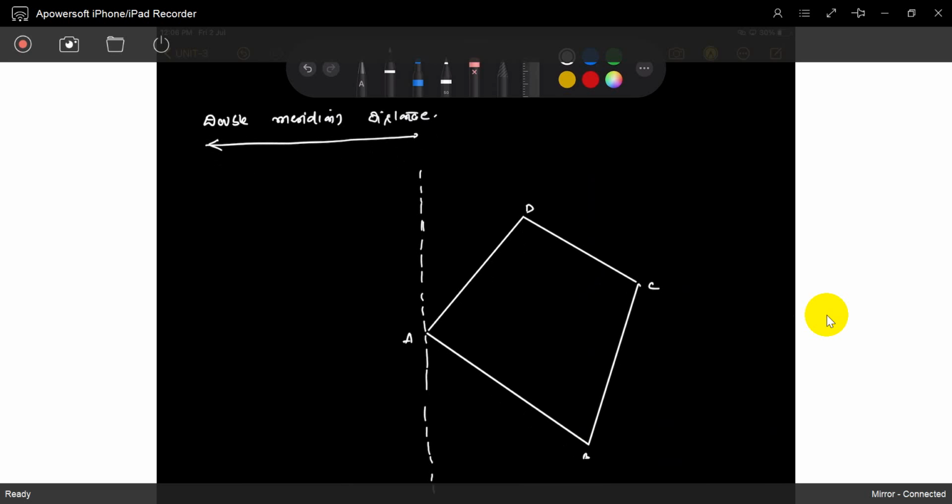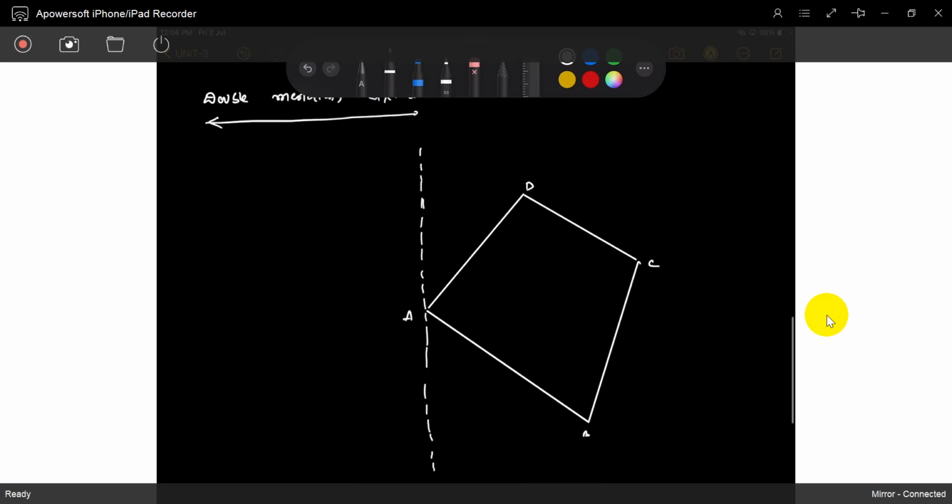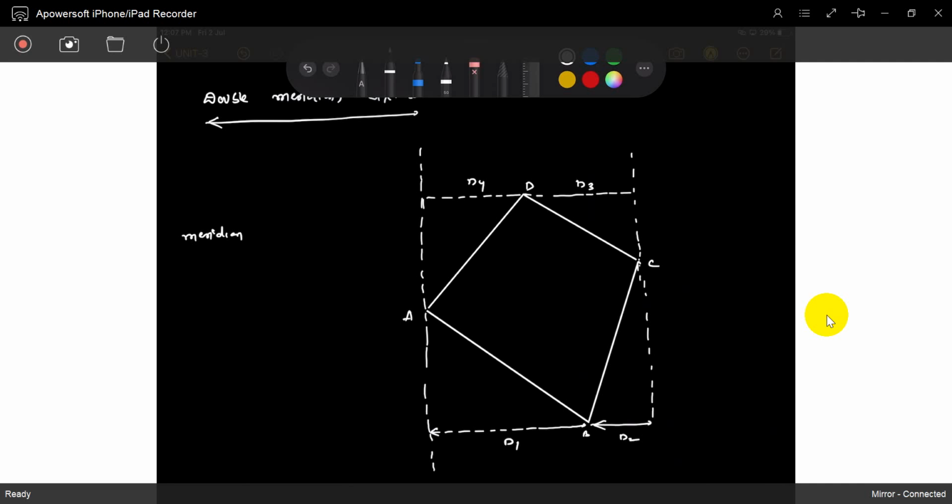So what is the meridian now? It's a double meridian. Double meridian means not exactly the departure; take its departure. First thing is D1. Second, the BC line departure is D2. The CD line departure is D3. The DA line departure is D4. Meridian distance is measured from the reference line. That is the only difference between departure and reference line.